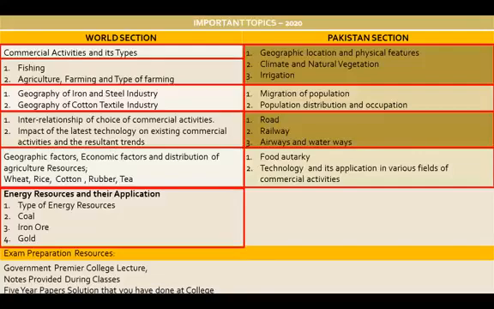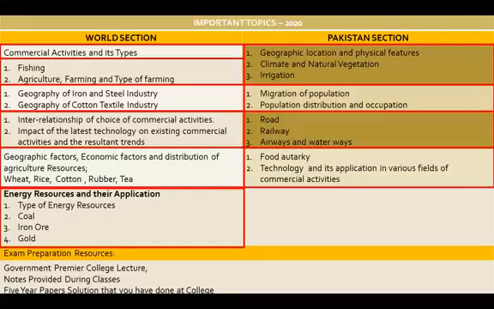Migration and population distribution is another very important topic. You get 1 question in your examination from it as well. Then we have roads, railways, airways, and waterways. Finally, food supply. Food supply sometimes comes in short answers, or sometimes in a short note in section C of Pakistan.